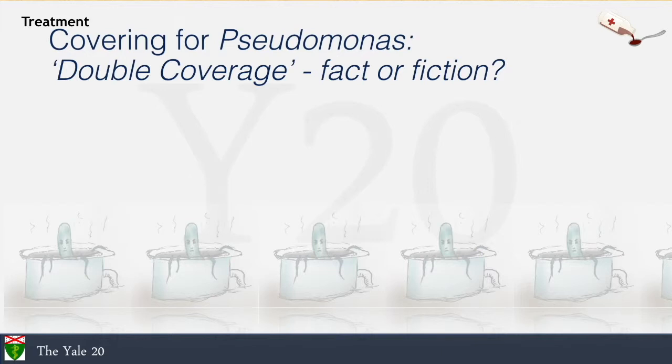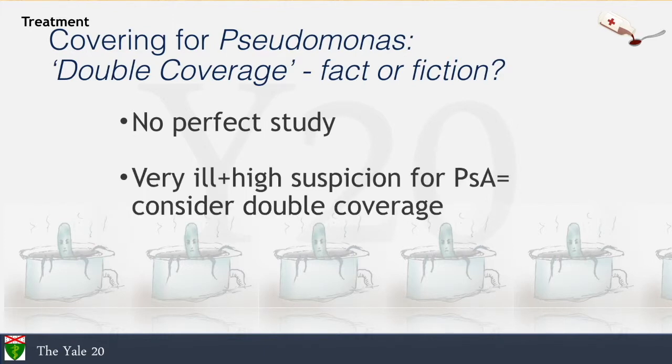Now, if you're like me, you've heard murmurings, you've heard scoffs, you've heard champions and opponents to the idea of double coverage for Pseudomonas. So what's the deal there? Well, there's no perfect study that has confirmed very confidently whether double coverage for Pseudomonas is the way to go. It seems like generally what the studies have shown is if the patient is very ill and your suspicion for Pseudomonas is high, you should initially double cover because it might improve mortality in that initial septic shock illness period when they first come in.